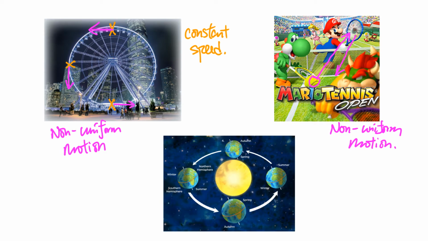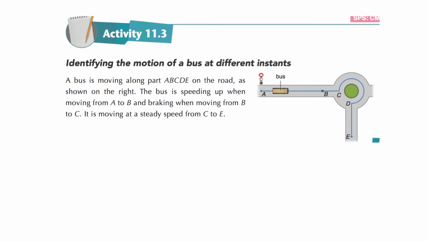Okay, and then lastly, we go to the Earth. The Earth is moving around the Sun. Even though it has a constant speed, just like the Ferris wheel, actually every time it changes the direction. So at this moment it moves in this direction and then goes this way, and it changes the direction all the time. So again, this one is non-uniform motion.